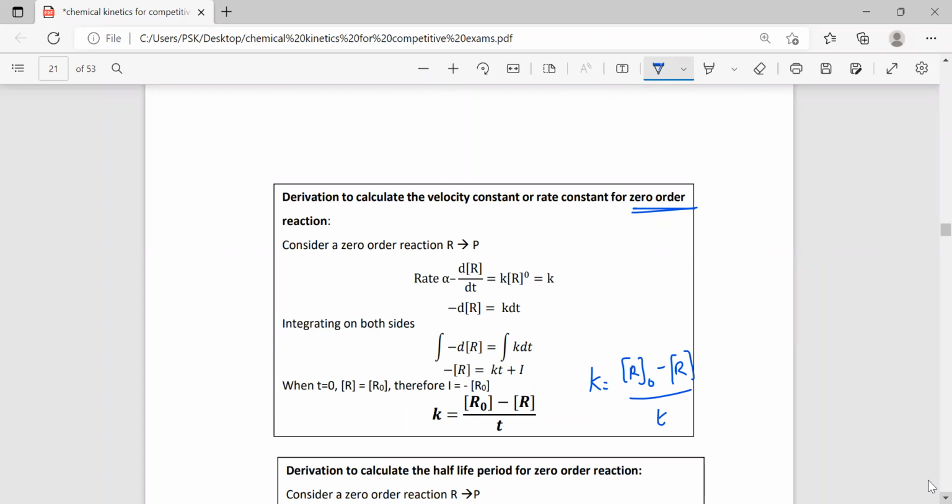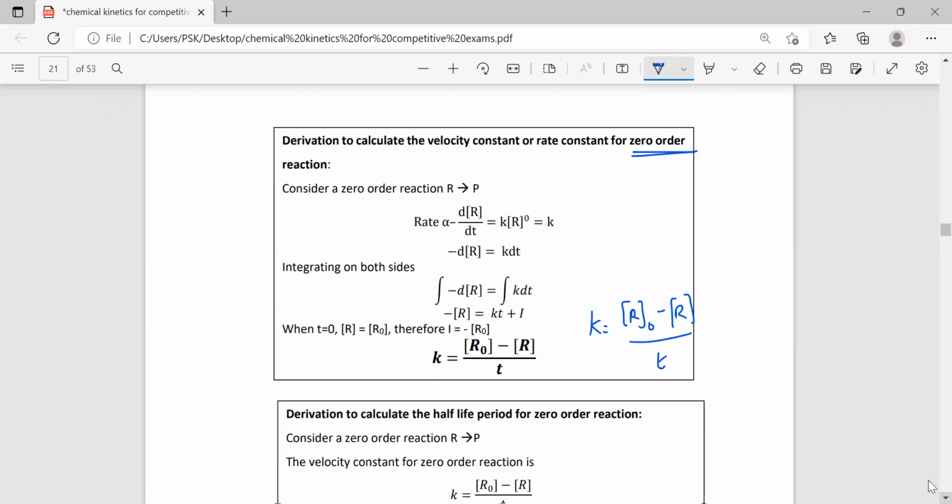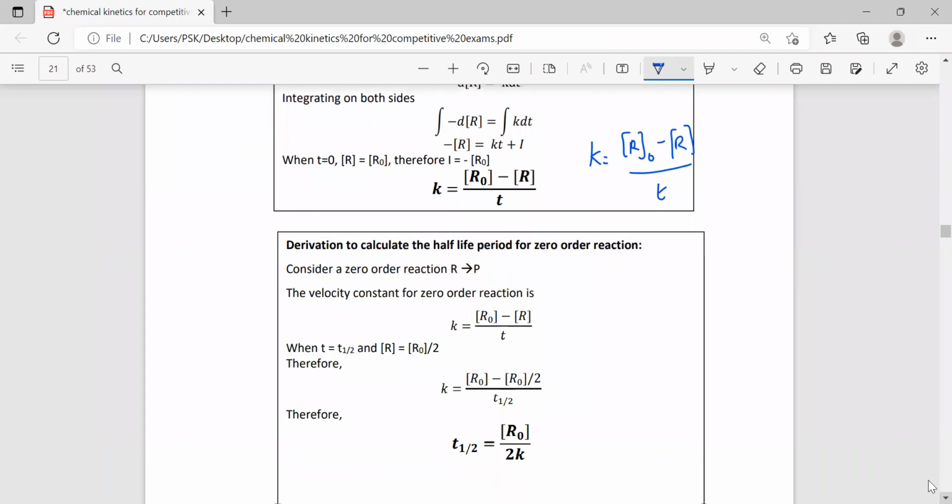And we learned what is half-life period. Half-life period was defined as time required for 50% reaction to take place. Half-life period we represented as T half. How is half-life period related to rate constant of a zero order reaction? We derived and came to the conclusion T half is equal to R naught by 2K, or we understand that for a zero order reaction, T half is directly proportional to initial concentration.